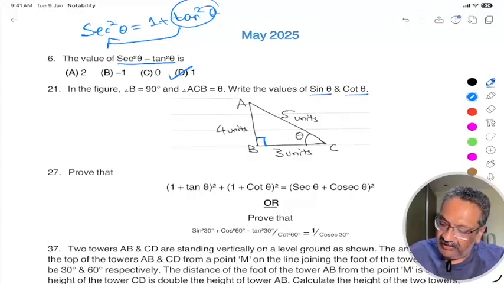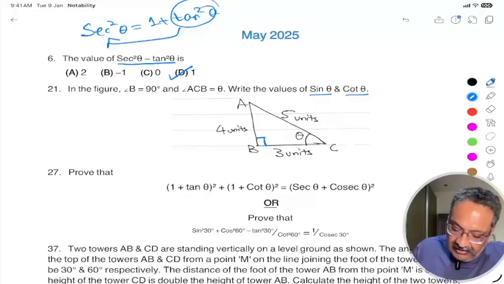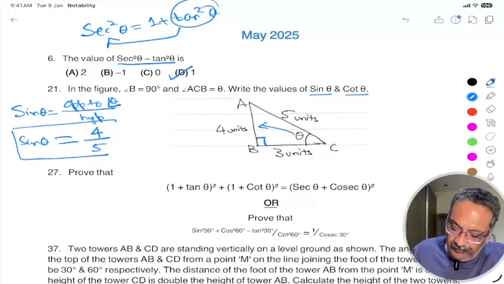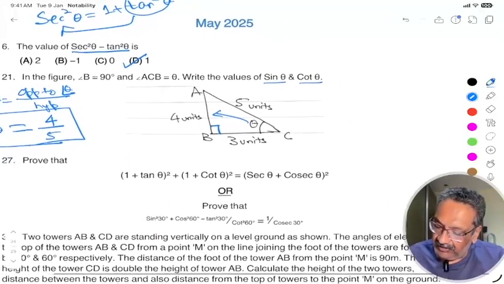Okay. Now in the next question, in the figure, angle B is 90 degrees. They have asked us to find the value of sin theta and cot theta. Sin theta is equal to the side opposite to angle theta divided by hypotenuse. The opposite side is 4 and the hypotenuse is 5. So sin theta is equal to 4 by 5.